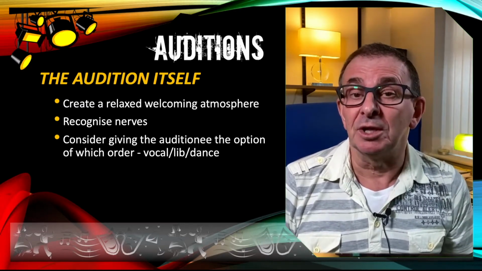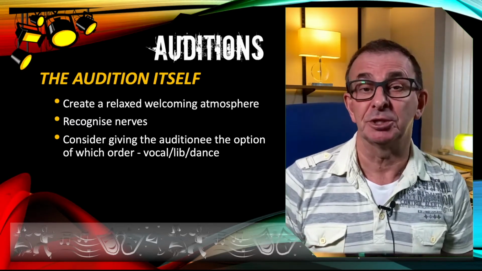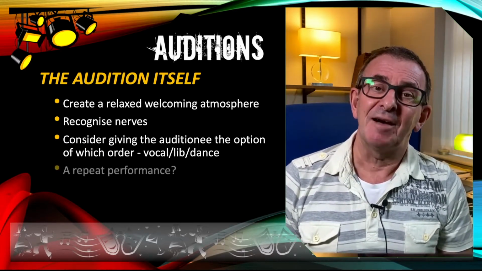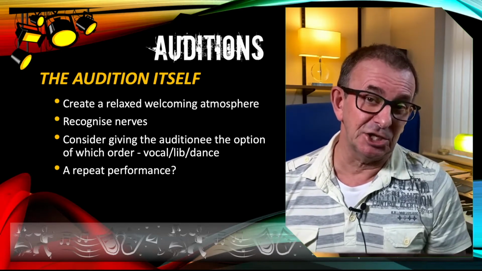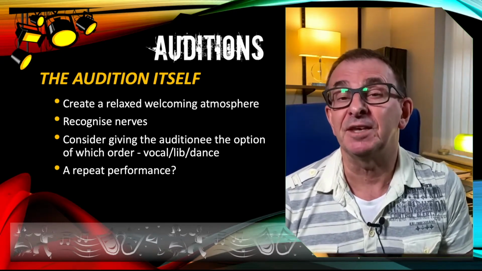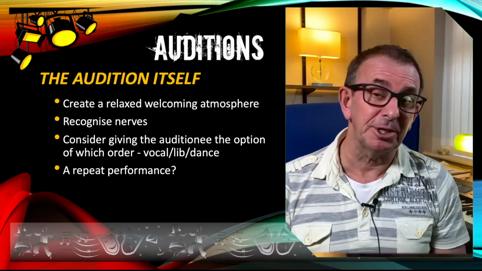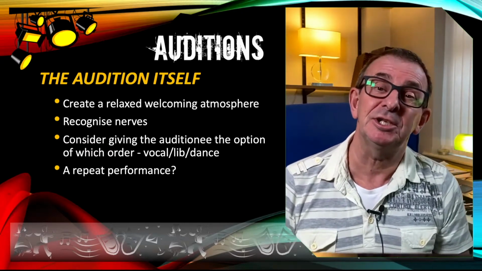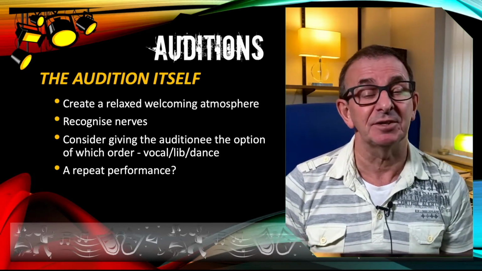If there's a vocal, libretto and dance audition, it may be worth considering giving the auditionee the option as to which of these disciplines they would prefer to do first. Having recognised nerves, if you feel this has significantly affected the audition, you may wish to consider repeating the number. Or, if the auditionee has given you a performance that you feel could or should have been interpreted in a different way, then I see no reason why you shouldn't request the vocal audition in this instance to be done a second time, and explaining how you would like it to be delivered the second time.